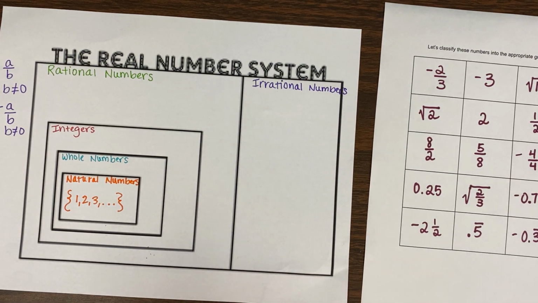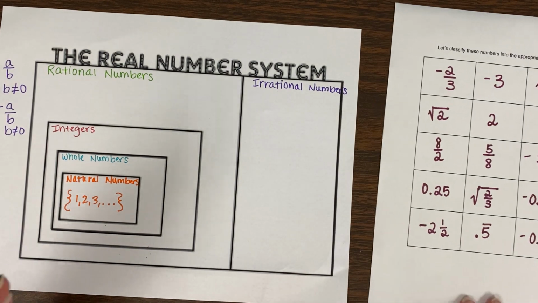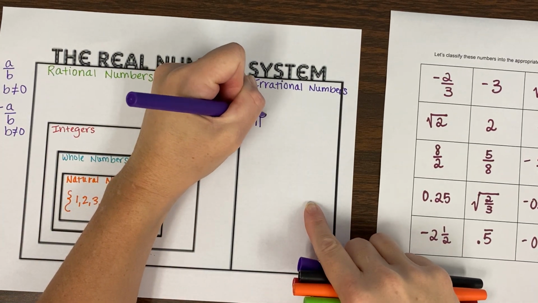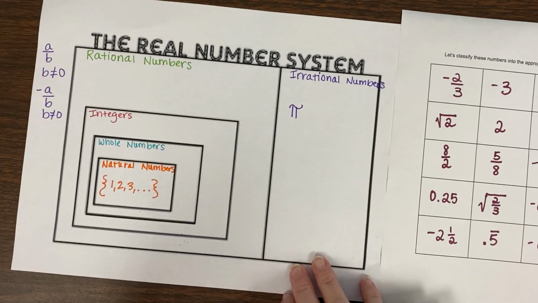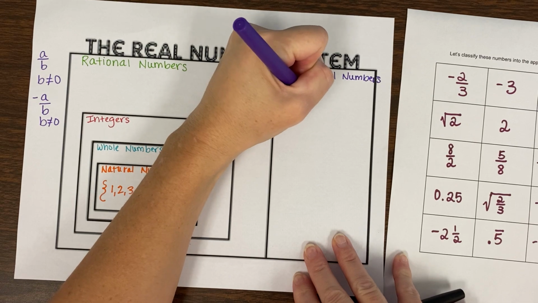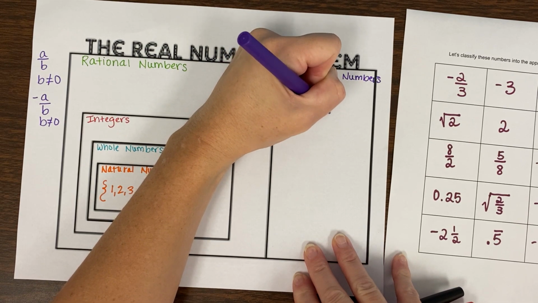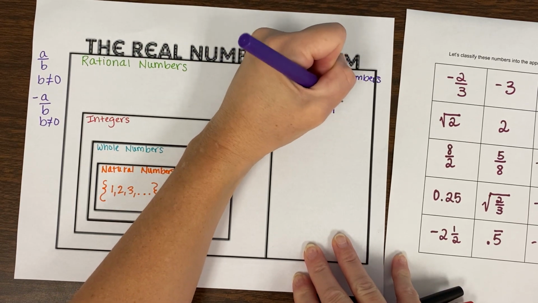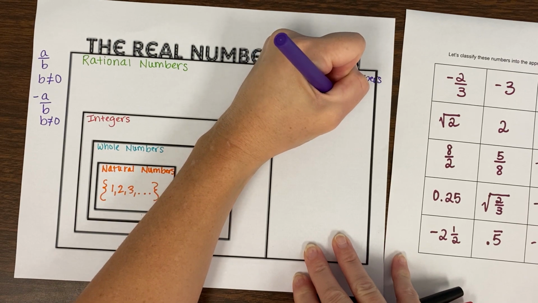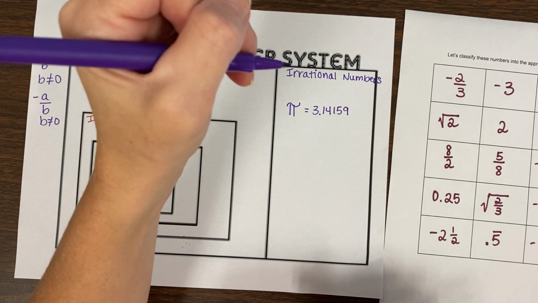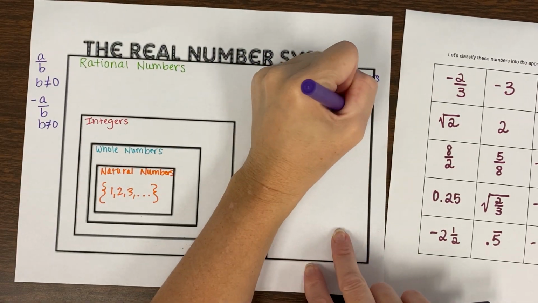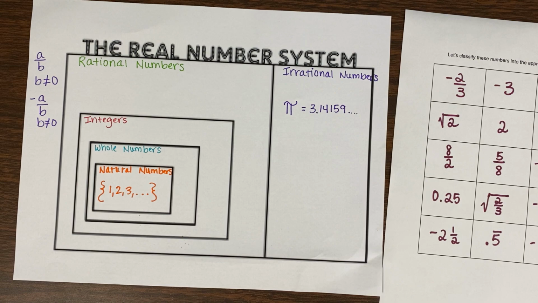So a really famous, well-known irrational number is pi. Some of you have worked with that before, I'm sure. So pi is 3.14159, and on and on and on. It goes on, never repeats. Pi is an irrational number.